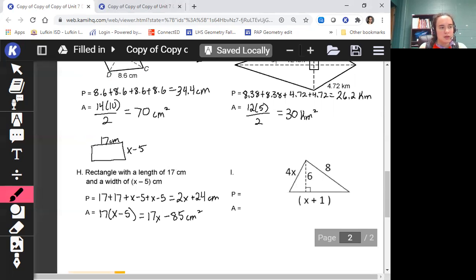Then we have a triangle on our next one. We need to find our perimeter. So we need to add up all of our sides. So 4x plus 8 plus x plus 1, because 6 is not a side. And we combine our like terms, and that gets us 5x plus 9 units.